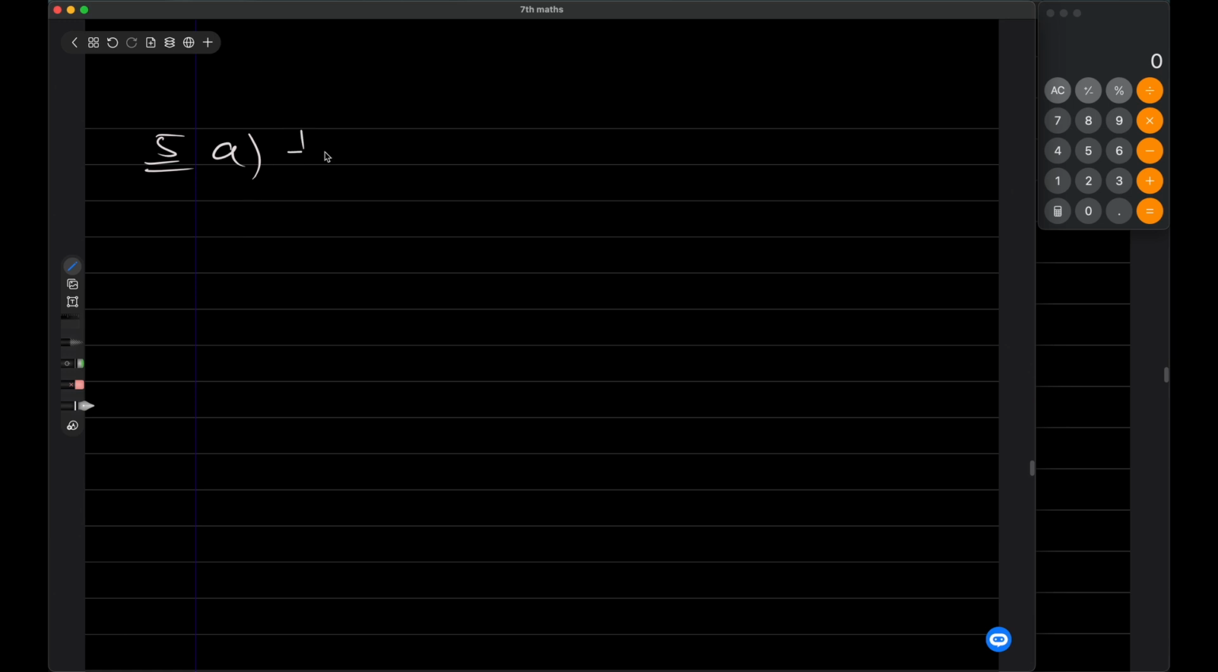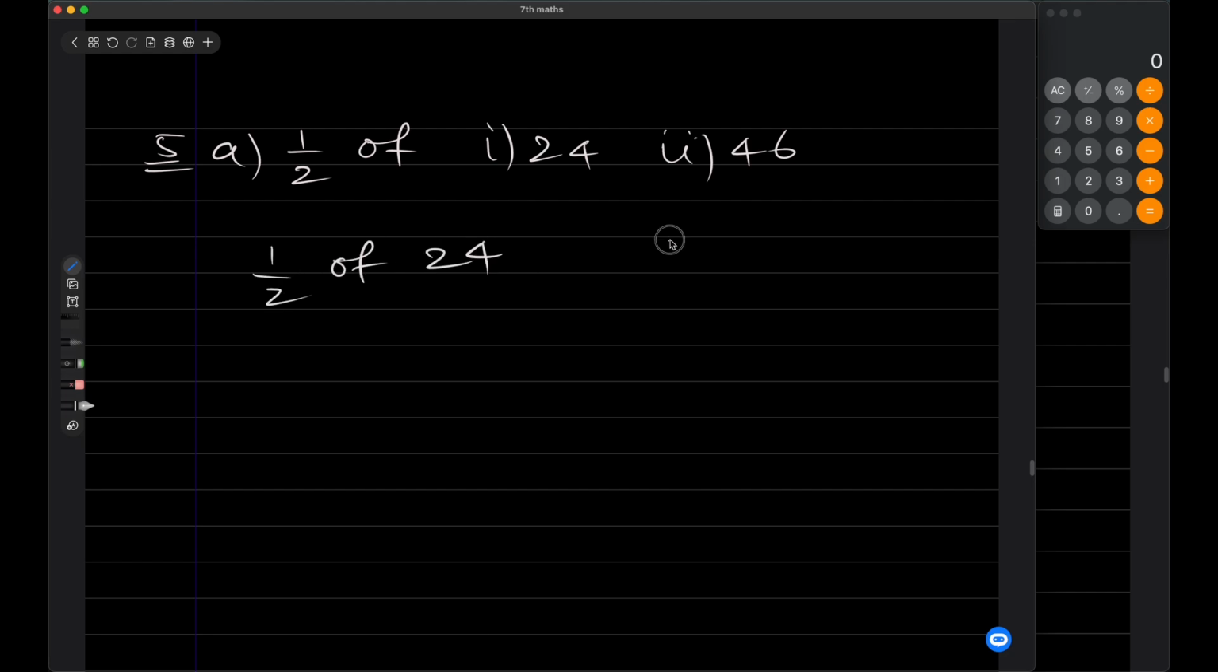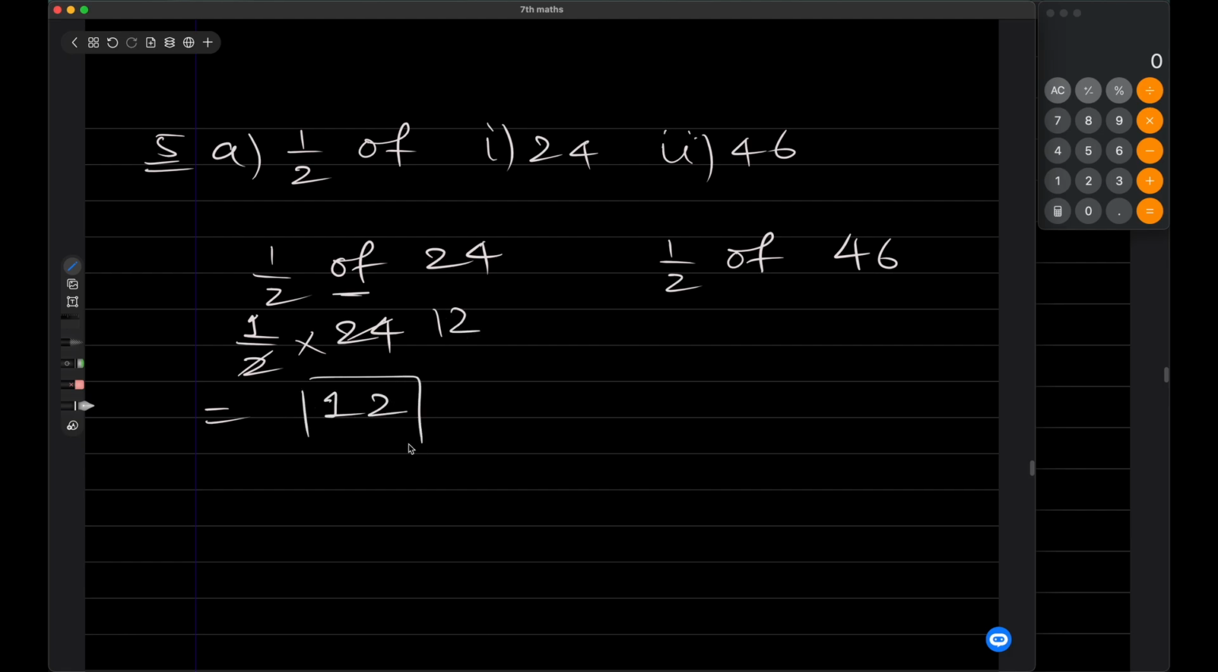We have to find half of first 24 and second 46. So half of 24 and half of 46. We know that we can replace of by multiplication sign. So we have 2 12s are 24, we have 12 as answer. And for second one we have half, we can replace of by multiplication sign, that is equals to 23.